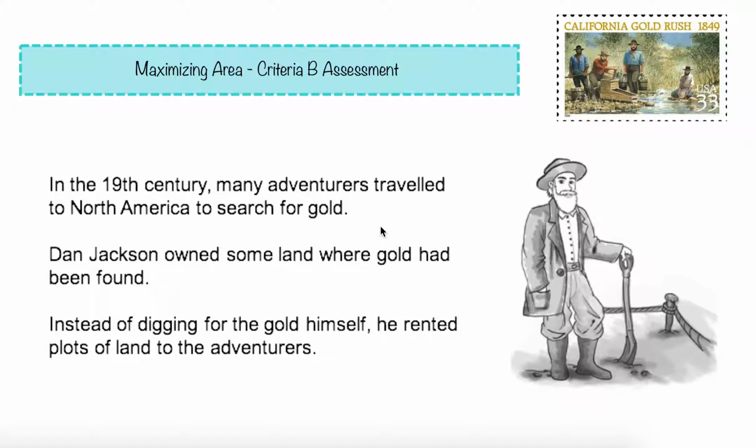So, here's the situation. It says, in the 19th century, many adventurers traveled to North America in search for gold. We have a fictional landowner here. His name is Dan Jackson. Dan Jackson owned some land where gold had been found. Instead of digging for gold himself, he was an entrepreneur. He was making a business. He decided he wanted to rent out plots of land to other adventurers. And this is how he set it up.